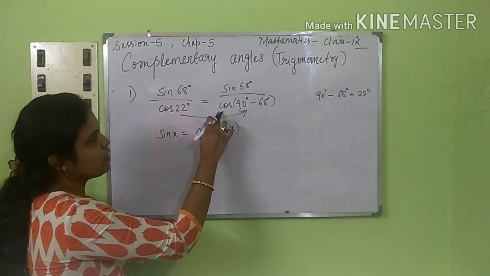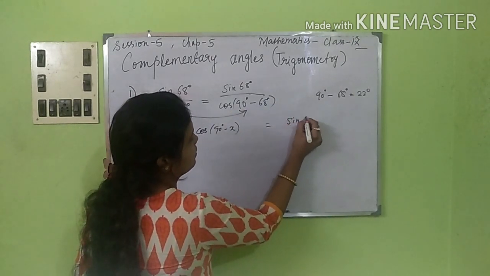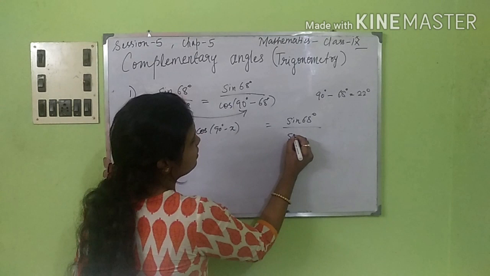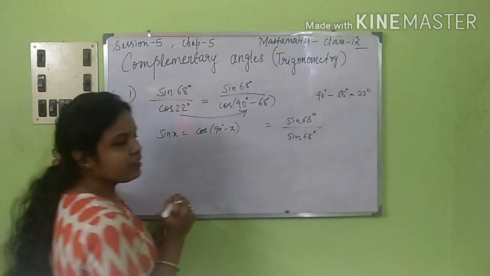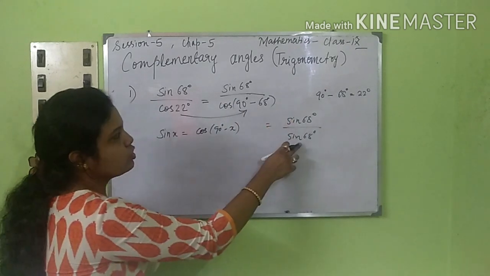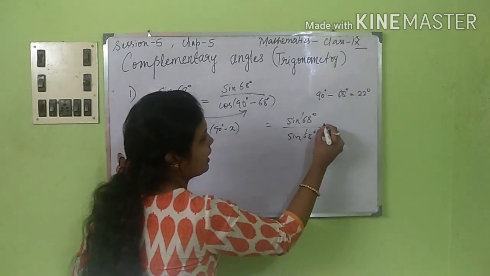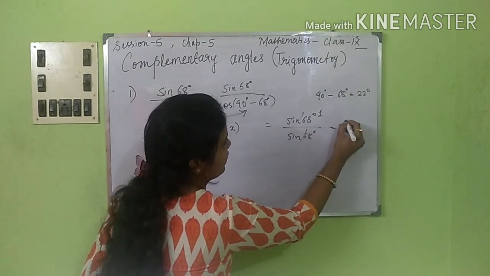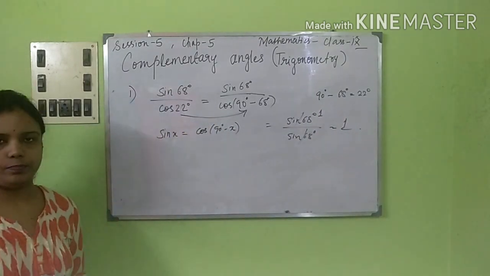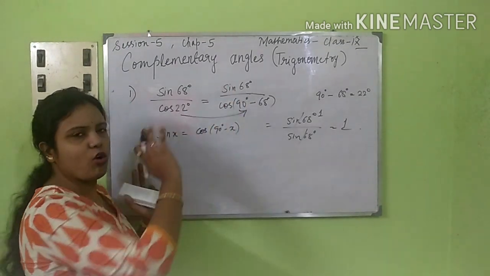Okay, so as we know, cos 90 minus x will be what? Sin 68 degree, because we know cos 90 minus x is sin x. So sin x is what here? 68. So sin 68 by sin 68, these get cancelled. We get the answer as 1. Okay, very simple. Just change either the numerator or the denominator.